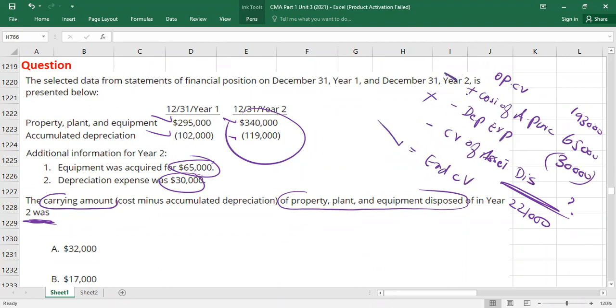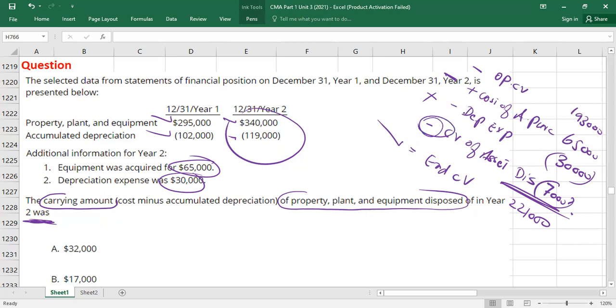I will deduct 65,000. I will deduct 193,000. And on your calculator, you will get a negative value of 7,000, because it is actually a negative value. Right or wrong? So this 7,000 is your answer.